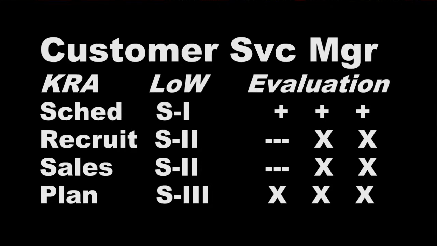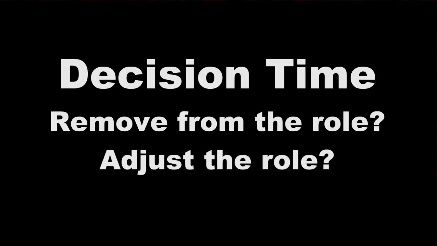What this assessment tells us about the effectiveness in each of the key result areas for this customer service manager is that this person may be effective at Stratum 1 level of work task assignments, but may struggle with Stratum 2, Stratum 3 level of work task assignments. So now, as his manager, you have a decision to make. You can either remove him from the role or adjust the time span of his task assignments inside the role.